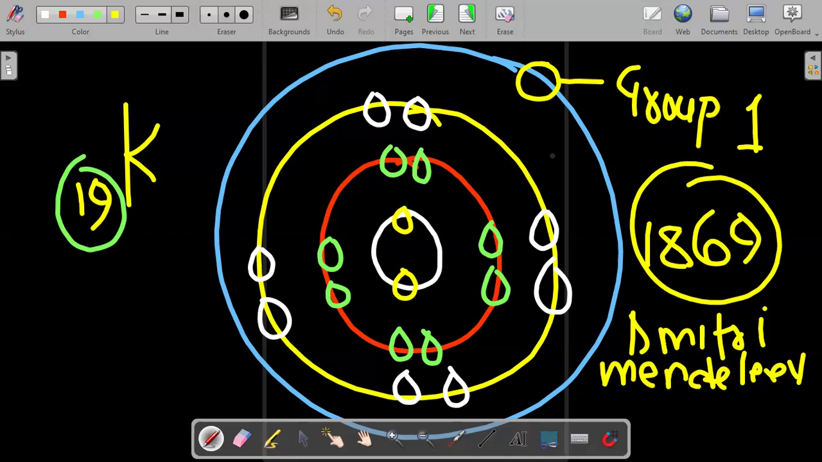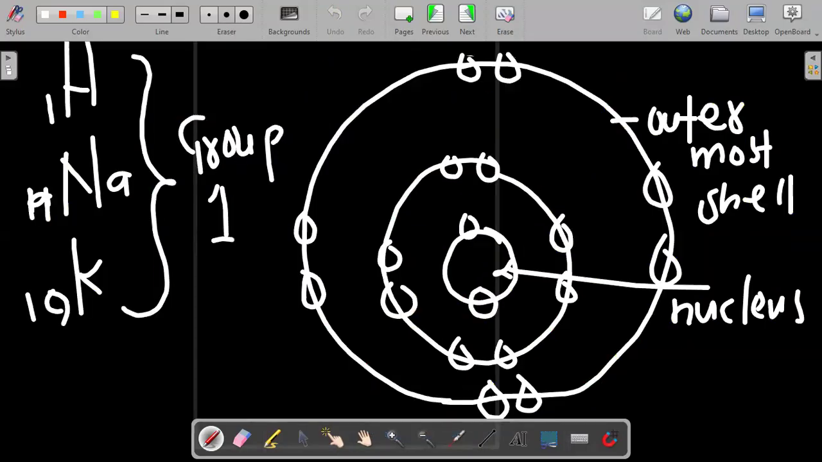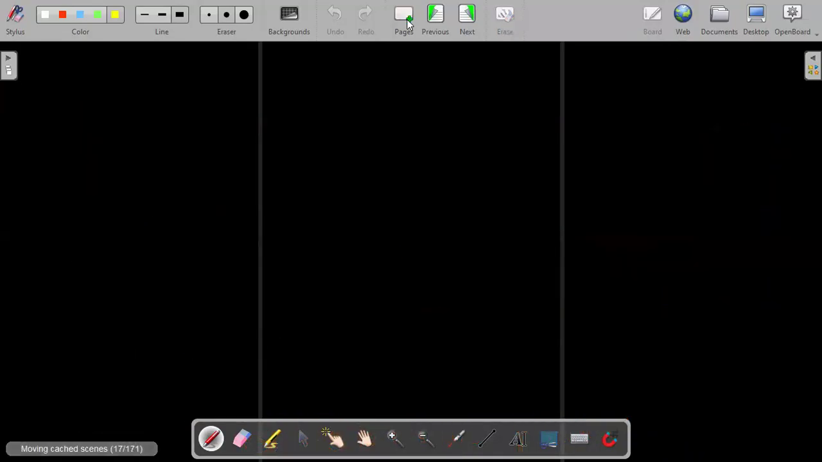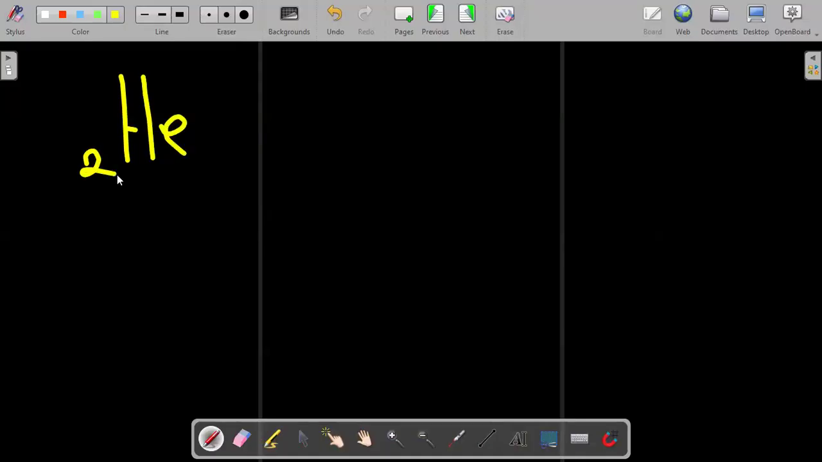Okay, so let's try those in group 2. Now, group 1 is clear to us. For group 2, I may mention helium, magnesium, and calcium. So let's try that out. For helium, remember we said helium is the second element on Earth. Helium is number 2. So if I want to arrange helium, the first electron shell just contains 2 electrons. You can see it has 2 electrons in the outermost shell. That is why helium is placed in group 2.